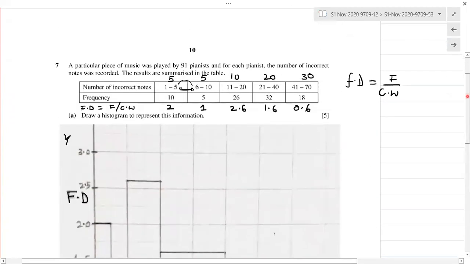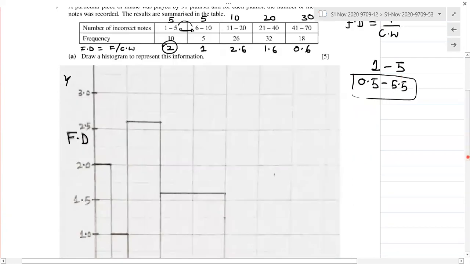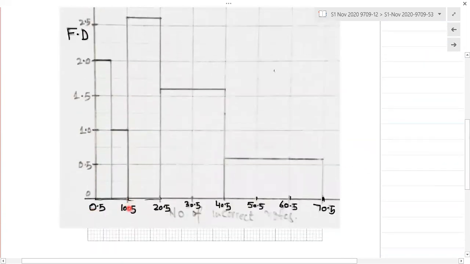So now you have to draw the first one. Remember, you subtract 0.5 from the first one. So we'll have the first class interval 1 to 5 written as 0.5 to 5.5. This class interval starts from 0.5, goes up to 5.5, and has a frequency density of 2. So it starts from here, finishes over here at 5.5 and goes up to 2. This is the first bar we're getting.